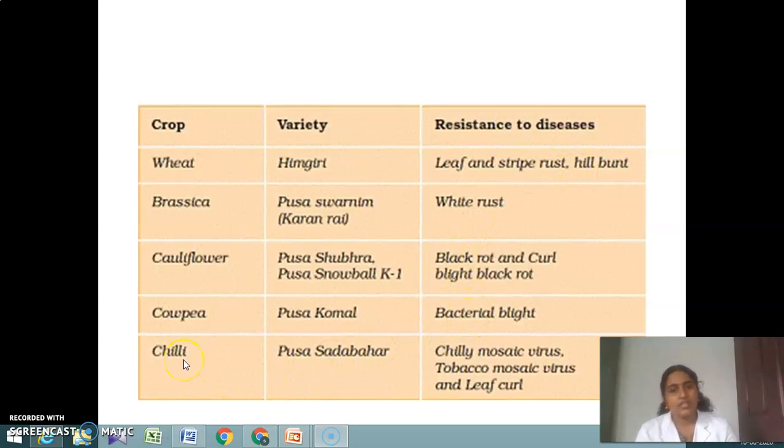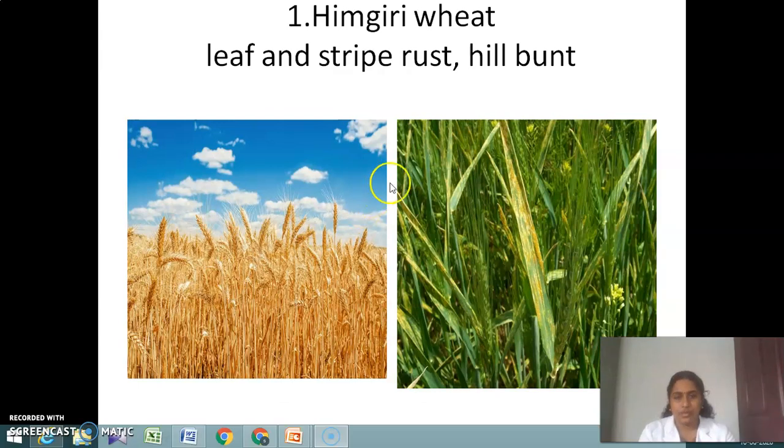Then the last one, chili. Its variety is Pusa Sadabahar and it can resist chili mosaic virus, tobacco mosaic virus and leaf curl. We had discussed tobacco mosaic virus in class 11. Do you remember? So this is a simple table, but you might forget this. That's why you have to repeatedly read the table. Several times you read the names of varieties. Clear?